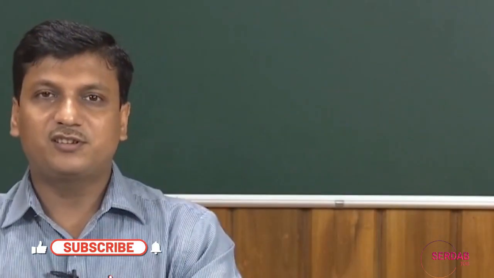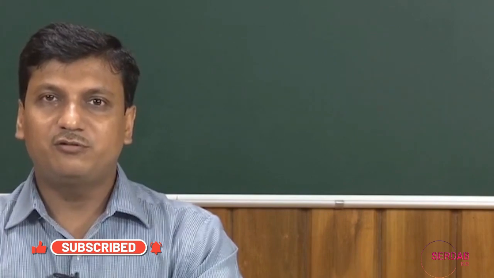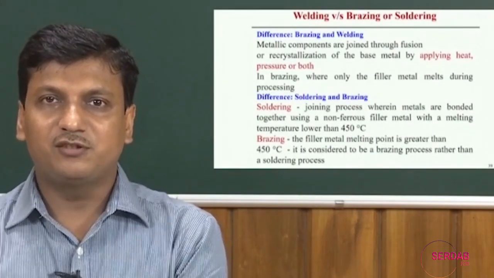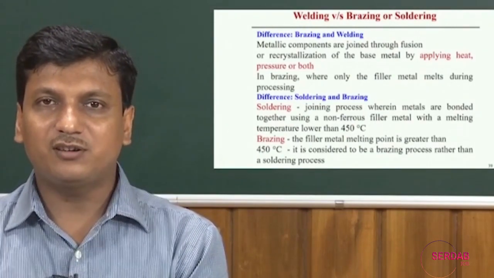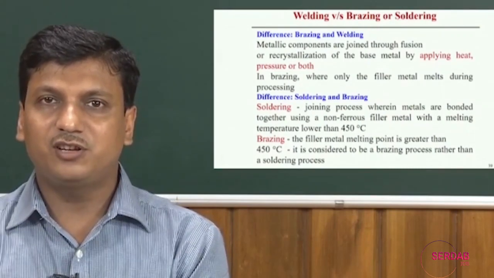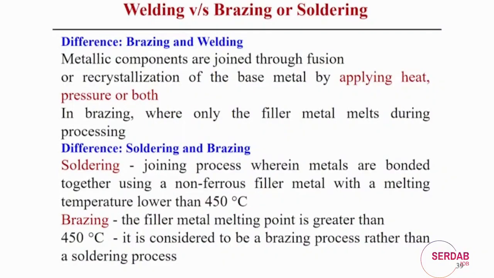So far we have discussed the different fusion welding processes, and we have tried to get some idea of the basic mechanism in fusion welding and how it can be characterized. But in another way, brazing and soldering is also one kind of joining process like fusion welding, so how can brazing and soldering be differentiated from the welding processes?